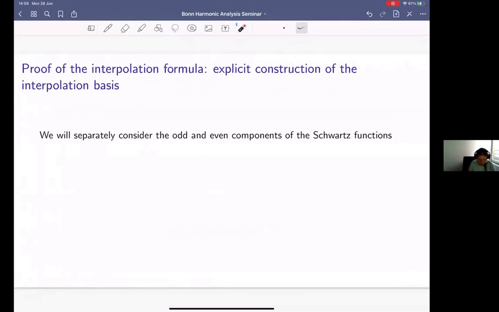And now let me speak a little bit about the idea of the proof. Are there some questions? Okay, if there are no questions, then I will speak about the proof of this formula. We would like to construct the interpolation basis explicitly. It will be more convenient to consider odd Schwartz functions and even Schwartz functions separately.